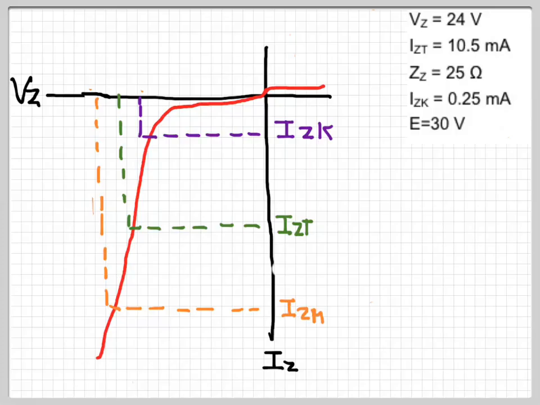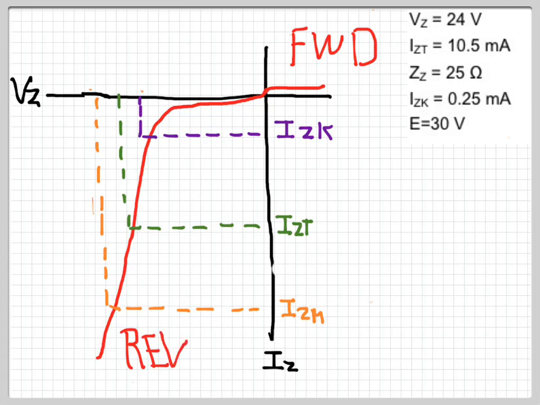Okay, Zener diode curve. This is the forward part of the curve. The Zener diode acts like a normal diode when forward biased. If we're going to use it as a Zener, we reverse bias it, so I'm just focusing on that. This is IZK, the knee of the curve, where it starts to exhibit Zener action. This is the Zener test current, 10.5 milliamps.